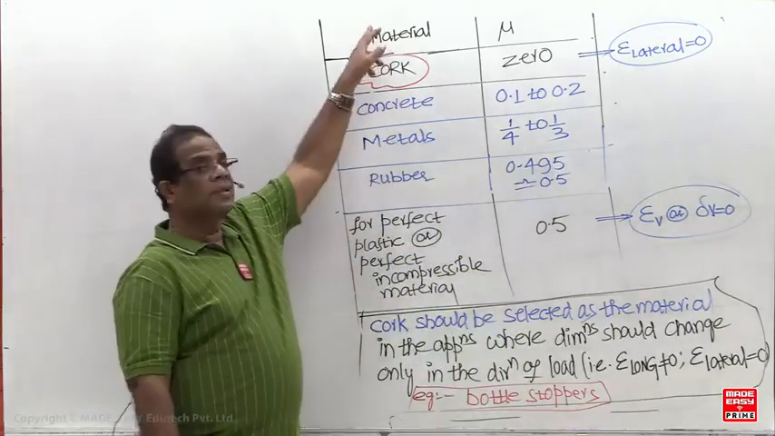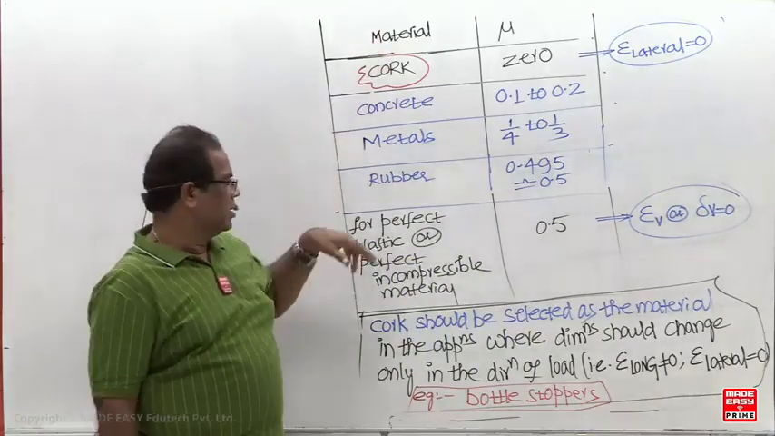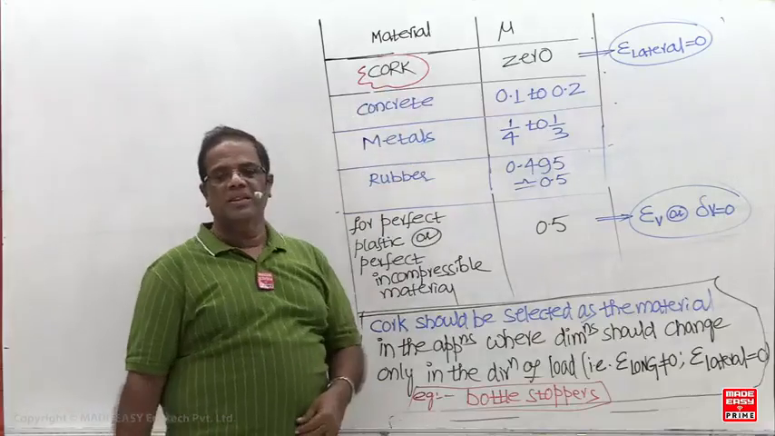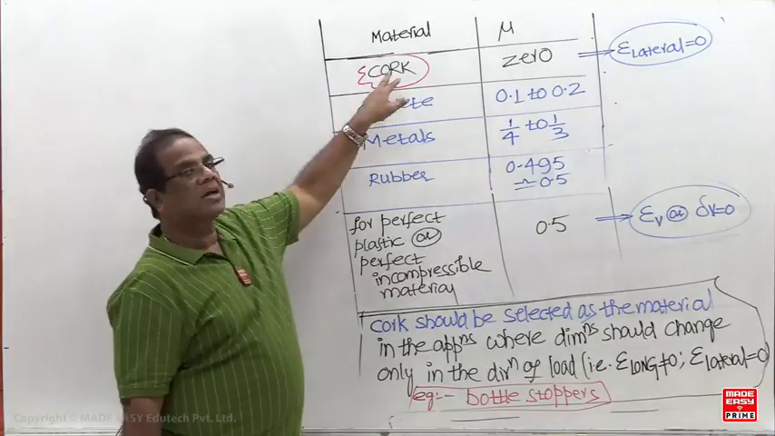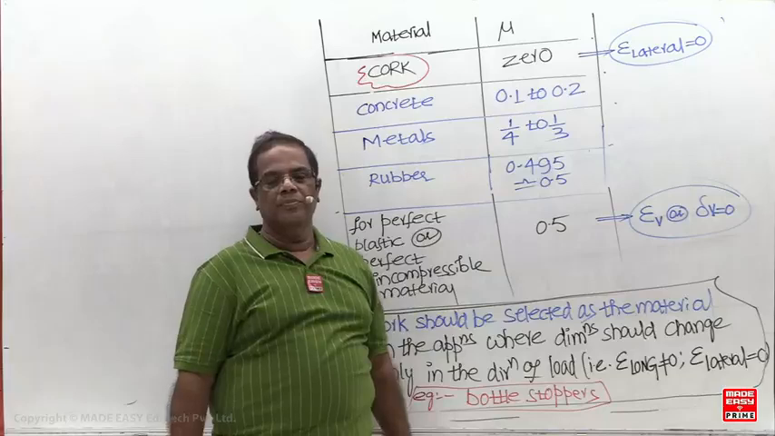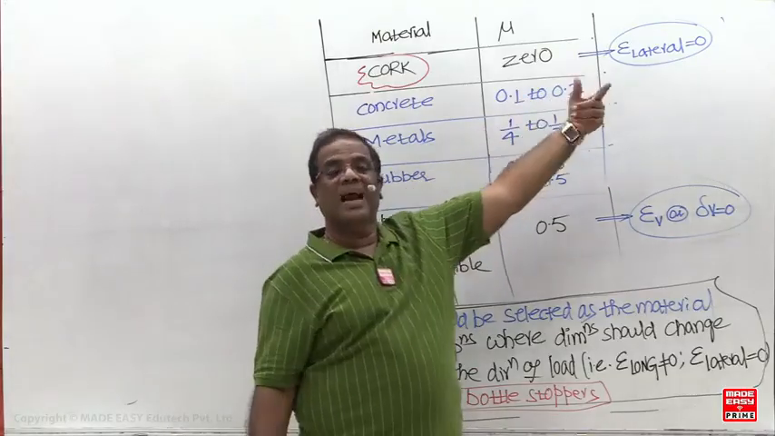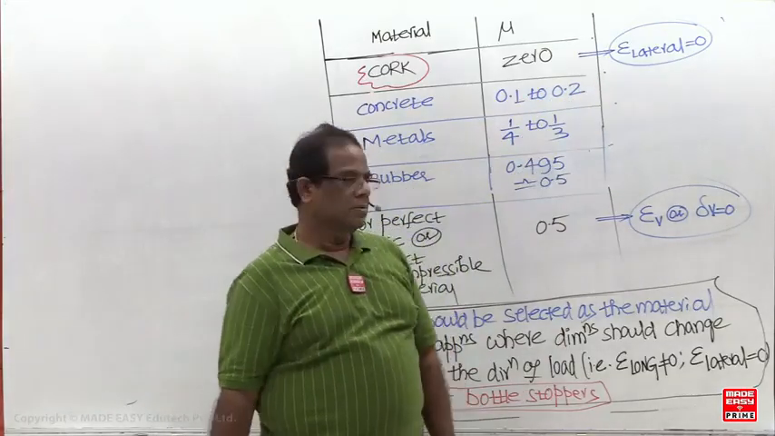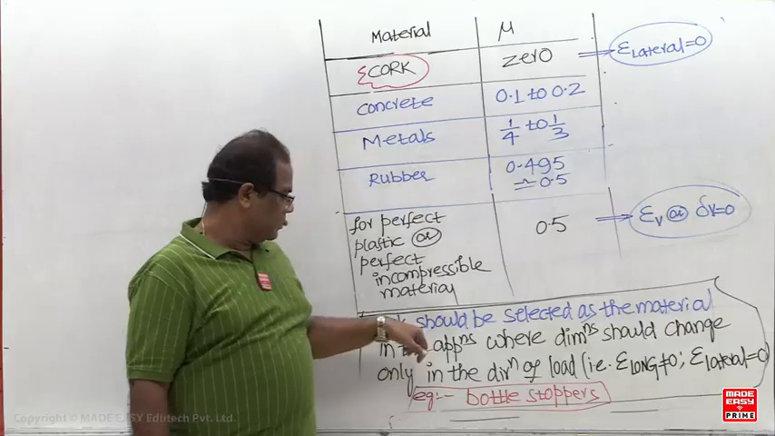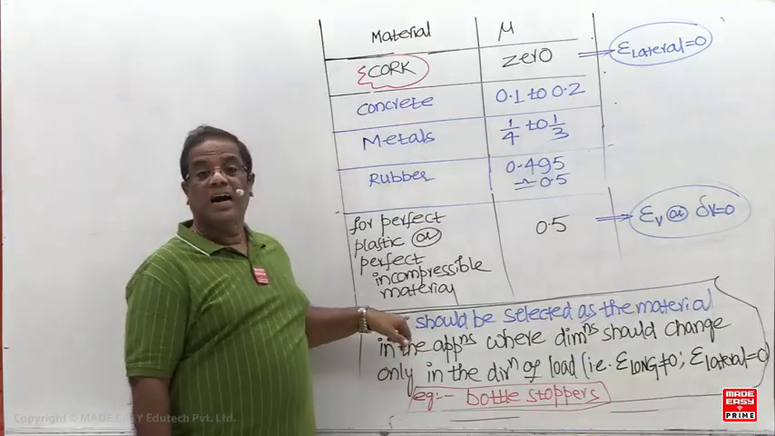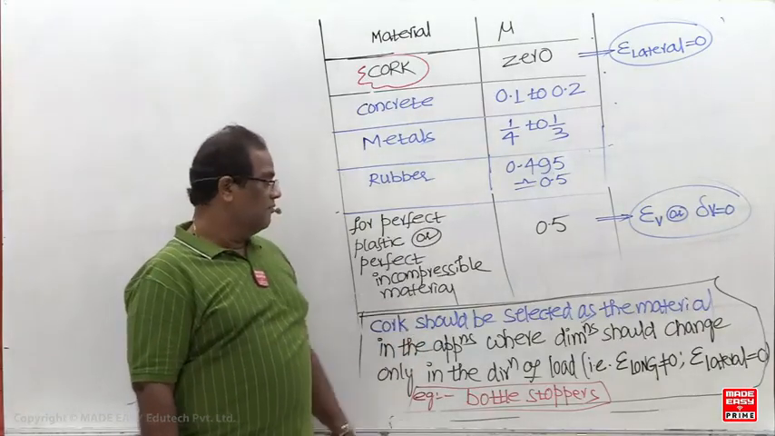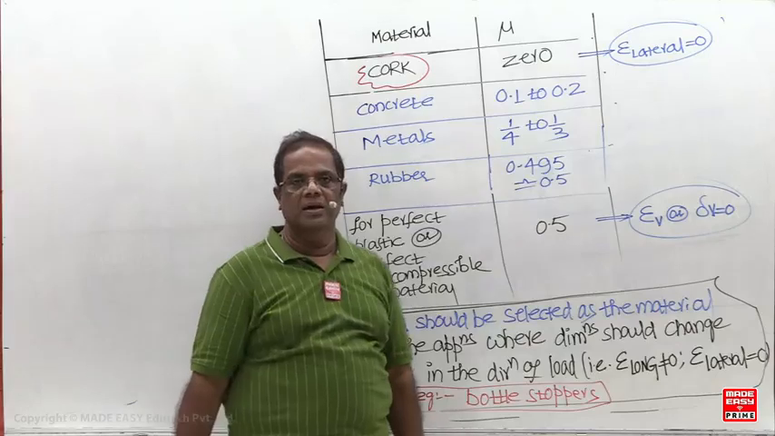So I have written the Poisson's ratio values. At least try to remember this now. For cork, I already studied that mu is 0. When mu is 0, it means lateral strain is 0. But I mentioned here when cork should be selected.